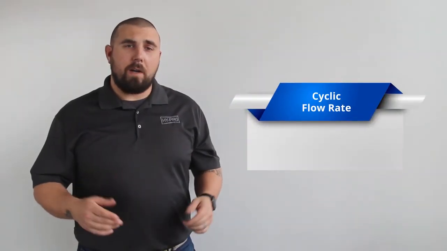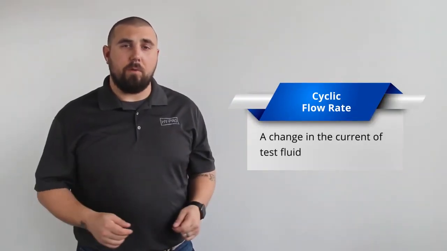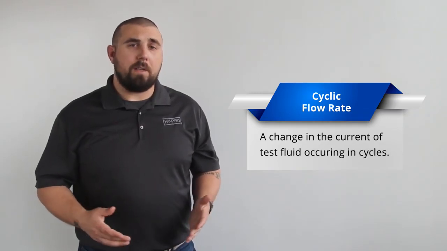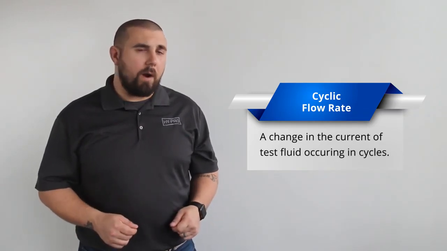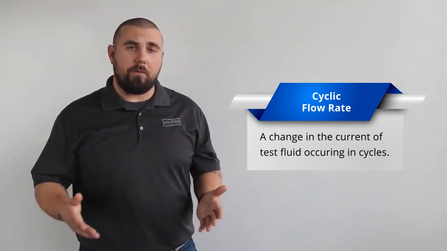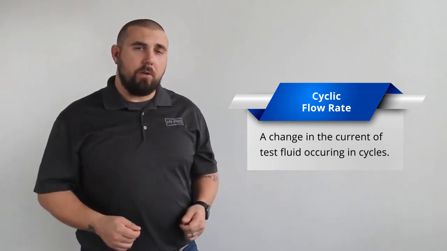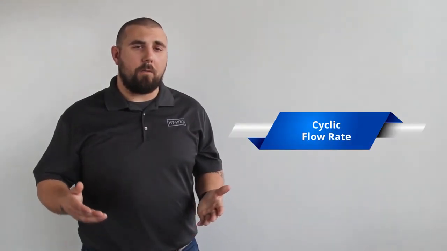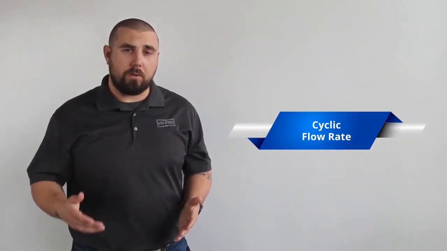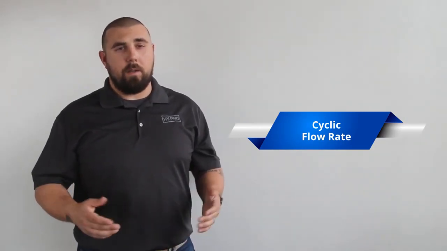Cyclic flow rate is defined as a change in the current of the test fluid occurring in cycles. Multi-pass tests that utilize cyclic flow rate require operators to choose a cyclic ratio of current change, normally between 2:1 or 4:1. These ratios will stay consistent throughout the testing and offer a one-step closer approach to real-world filter performance results by showing the slew or shedding of particles from filters being tested during current changes in the test fluid.